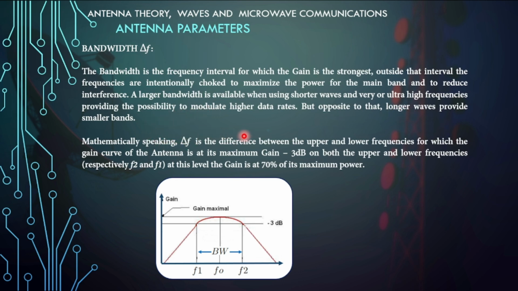Mathematically speaking, delta F is the difference between the upper and lower frequencies, F1 and F2, for which the gain curve would be at a value of maximum gain minus 3 decibels. So where the signal is at the value equal to maximum gain minus 3 decibels, that's where you draw a line, and where the line cuts within the frequency band, these two intersecting points represent the upper and lower frequencies. The difference between both gives you the bandwidth of operation for such an antenna. At this level, the gain is at 70% of its maximum power. That's the bandwidth.